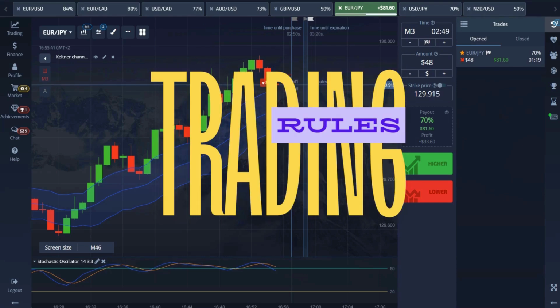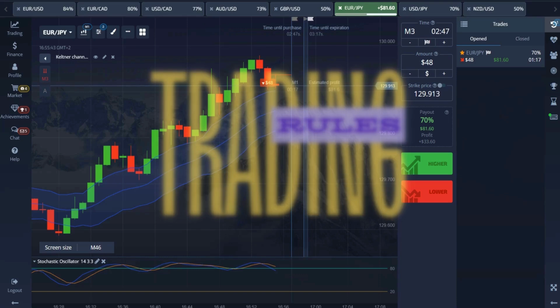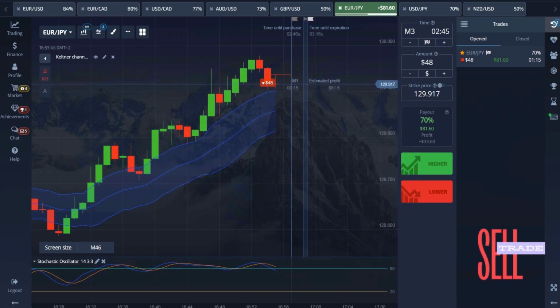Now let's dive into the trading rules of this strategy. Sell trade rule. Look for the candle to be above the Keltner channel. Check that the Stochastic Oscillator is above the overbought line. Wait for the red line to cross the blue line downward on the Stochastic Oscillator. Once these conditions are met, take a sell trade.